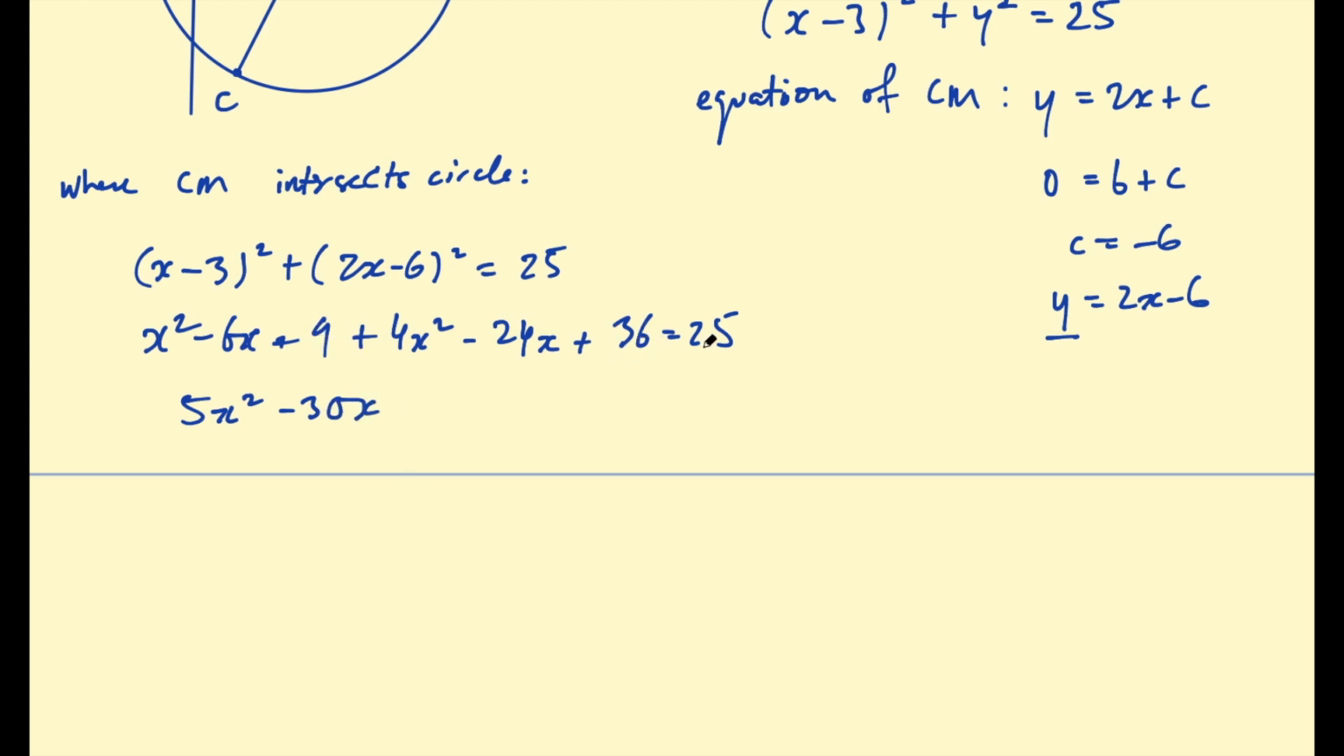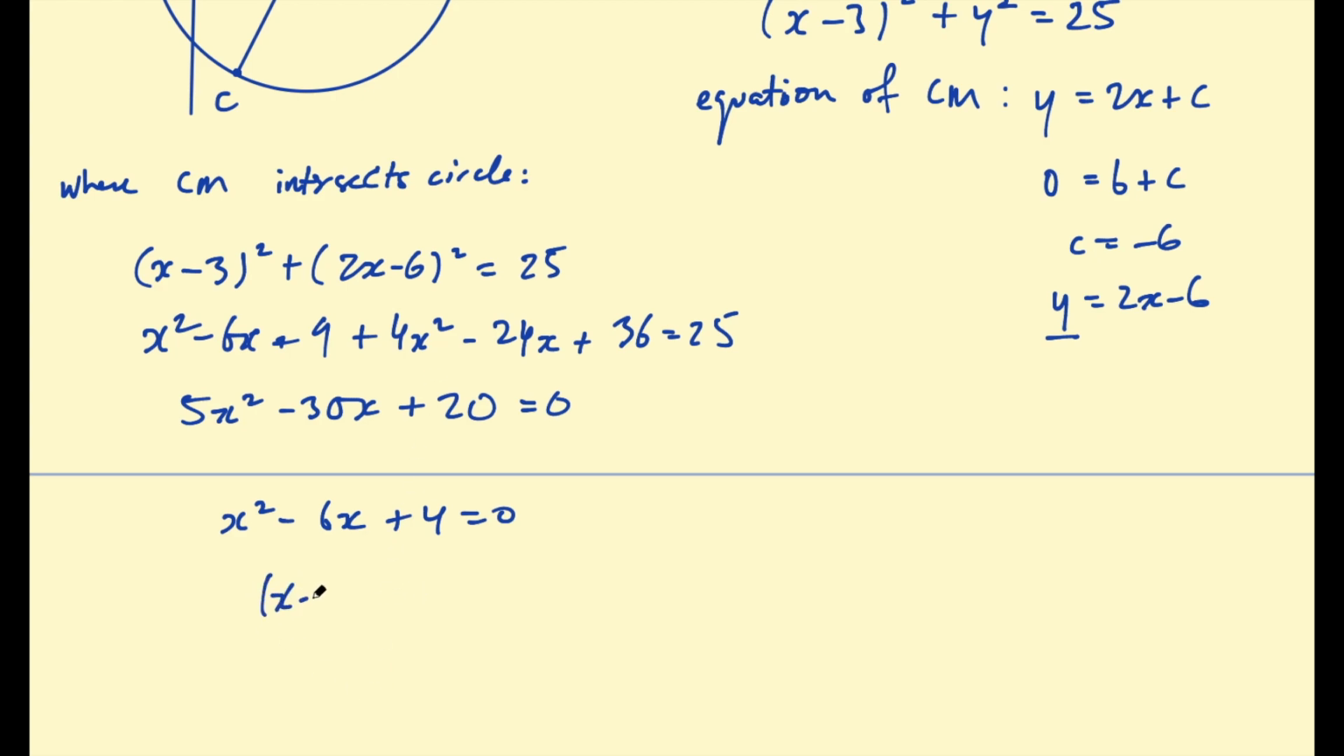36 plus 9 is 45. Take 25 is 20. Then dividing by 5, we get x squared take 6x plus 4 equals 0. And this quadratic is not something we can factorize. We can use completing the square instead.